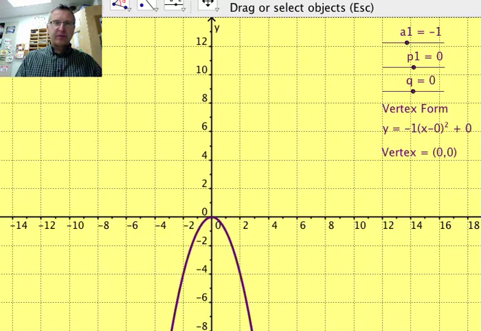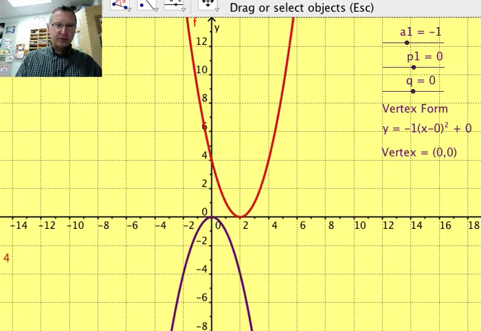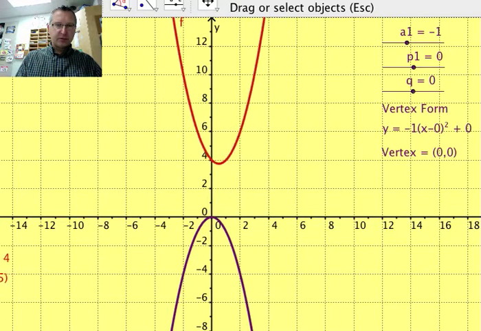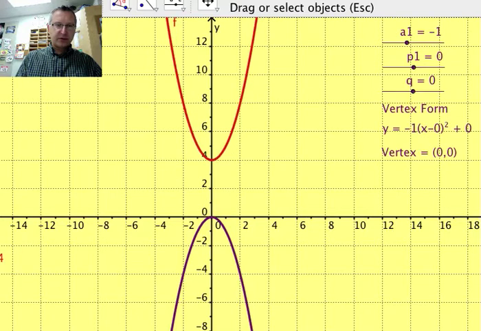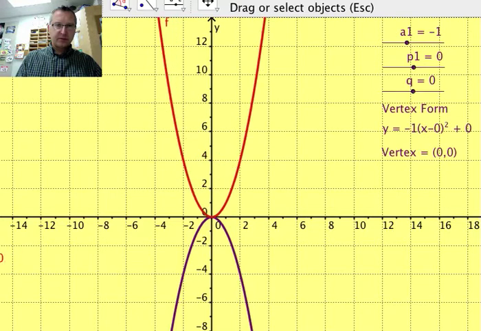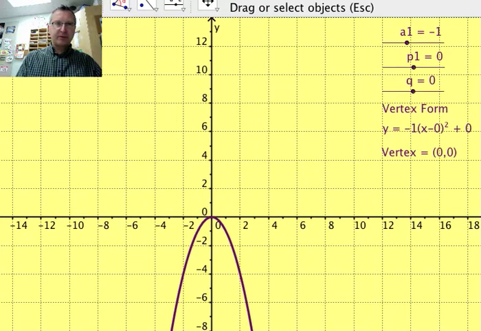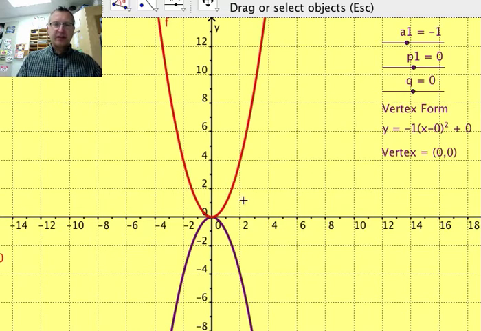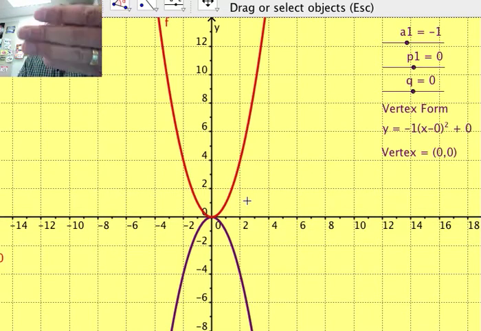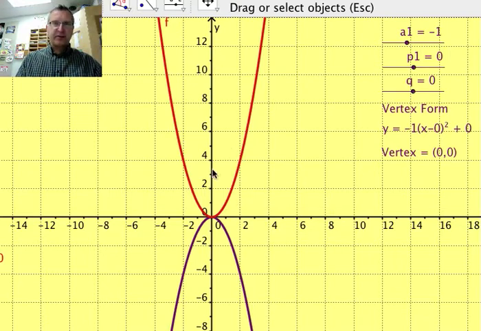Well, if I compare that to this red graph, what do you notice happens? You're going to notice that this red graph was actually flipped upside down. It will be what we've called, it's been reflected.